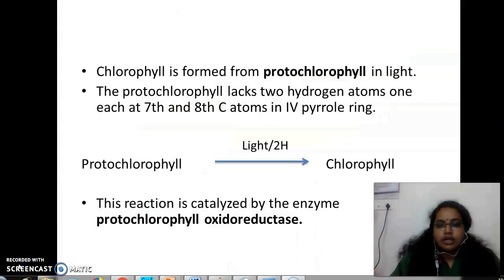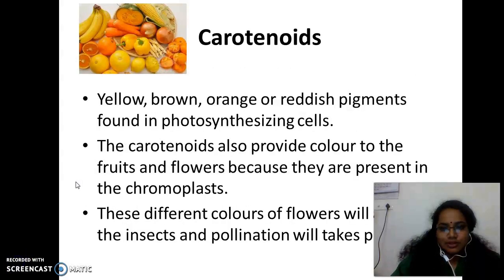Okay. The chlorophyll molecule is formed from protochlorophyll in the presence of light. Protochlorophyll lacks 2 hydrogen atoms, one each at the 7 and 8 carbons of the 4th pyrrole ring. So protochlorophyll, in the presence of light and hydrogen, gives rise to mature chlorophyll, and this reaction is catalyzed by the enzyme called protochlorophyll oxidoreductase. So the next pigment, which is an accessory pigment, is called carotenoid.